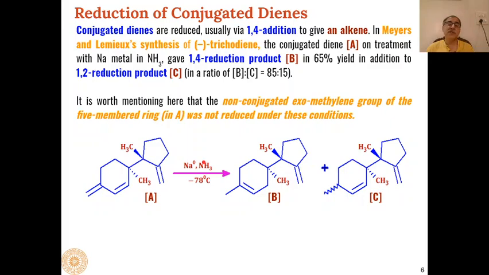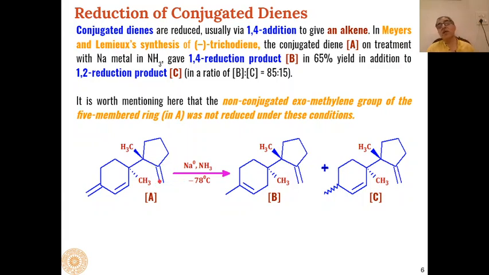As you have seen in case of alkenes and alkynes, the dissolving metal reduction is a selective reduction. So when we have conjugated dienes and an isolated carbon-carbon double bond, the dissolving metal reduction mainly produces the alkenes where reduction of the conjugated diene takes place, and the isolated carbon-carbon double bond is not affected by it.